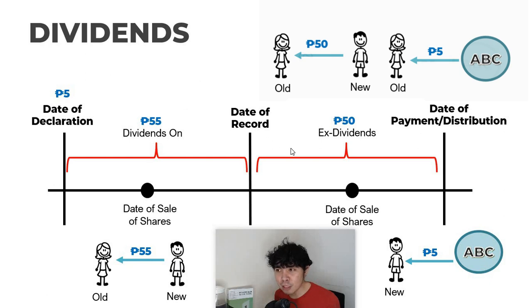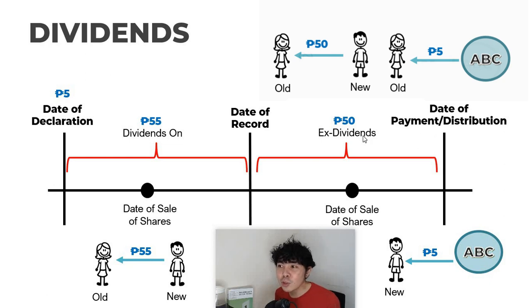Pero kapag between date of record and date of payment or distribution, isa na lang item ang binibili ng new shareholder, which is yung mismong shares of stocks. Hindi kasamang binibenta rito ang dividendo. Bakit hindi kasama yung dividendo na binibenta kapag between date of record and date of payment?